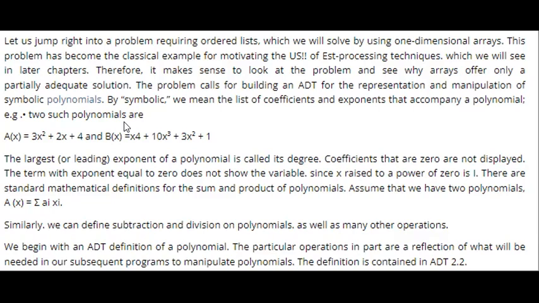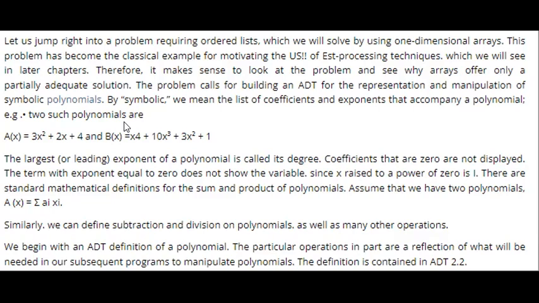So that is how we are implementing polynomials. The term with exponent equal to 0 does not show the variable, since x raised to the power of 0 is 1. There are standard mathematical definitions for the sum and product of polynomials. Assume that we have two polynomials, A(x) equal to sigma a_i x^i. Similarly, we can define subtraction and division on polynomials as well as many other operations.